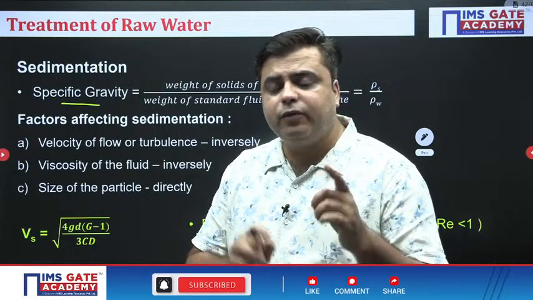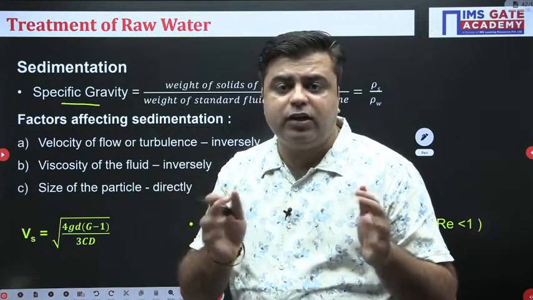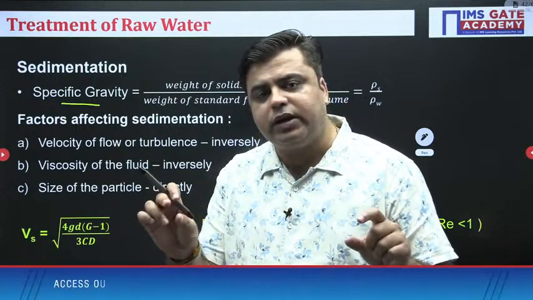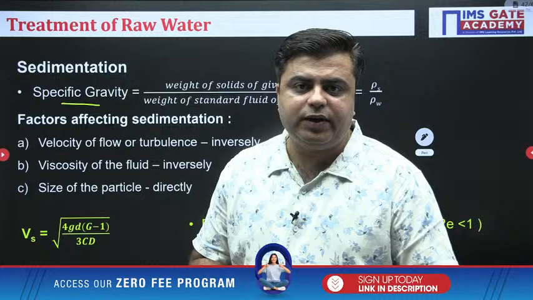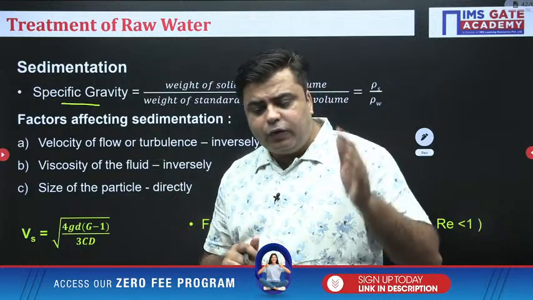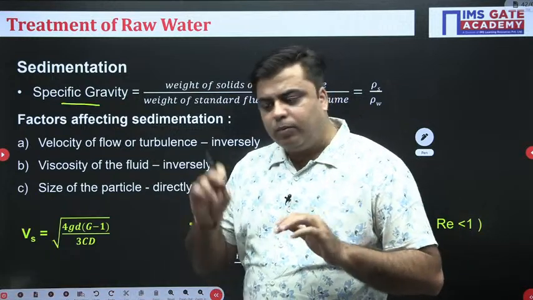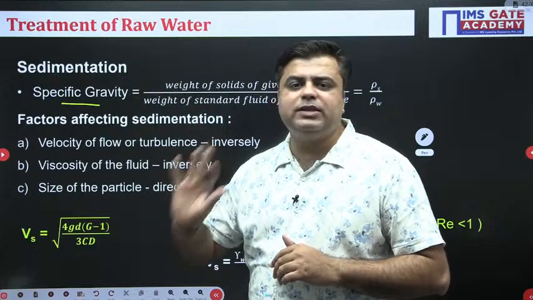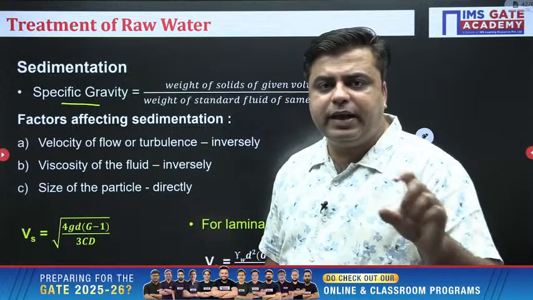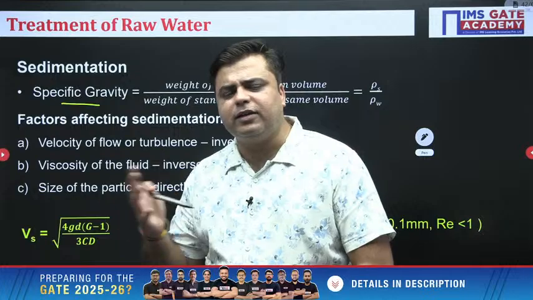So while comparing the settling of solids based on their size, the first thing you need to make sure is that all these solids have the same specific gravity. If all the solids have the same specific gravity, then with respect to size, settling of the solids will be affected. Larger the size, better will be the settling of the solids, but make sure that all the solids you are comparing have the same specific gravity. If the solids have different specific gravity, then other factors will be used.